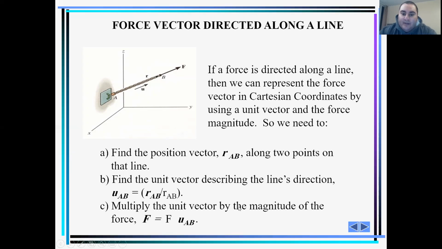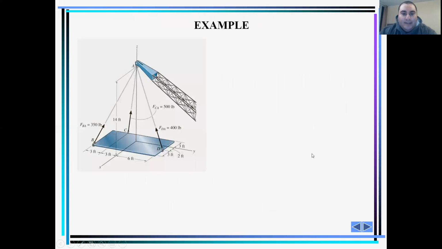Multiply the unit vector UAB by the magnitude of the force. So we get our F vector along this line is equal to F magnitude times unit vector UAB. That's basically how we get the force vector directed along any line. Let's see an example.